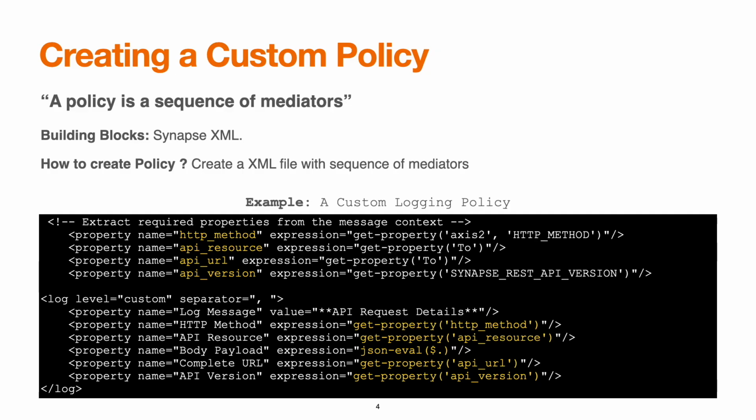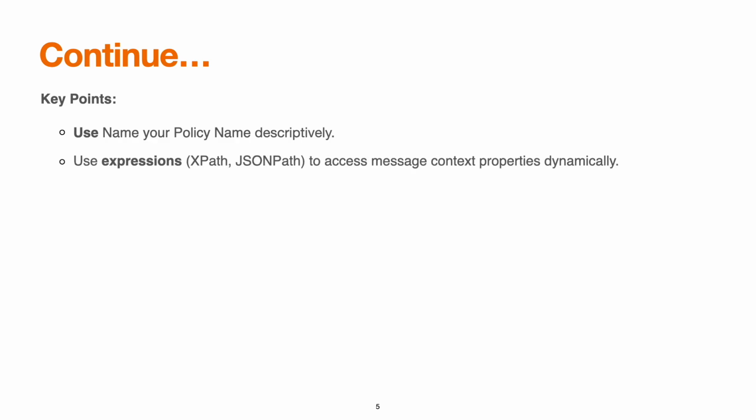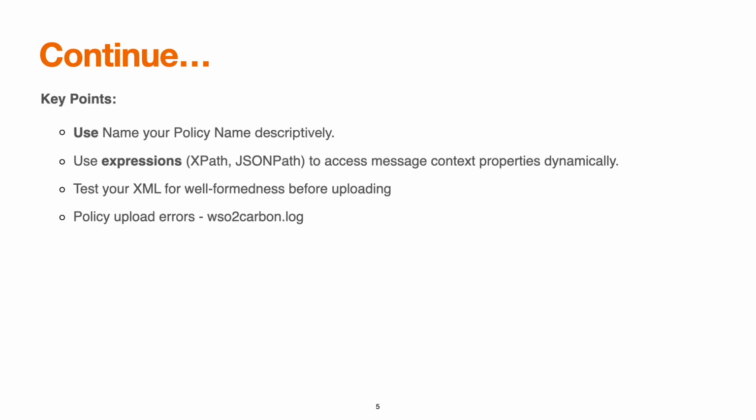Once we create this policy, we can proceed further, but we must ensure some key pointers. Use a descriptive policy name whenever you are uploading the policy. Be clear about the name. You can use expressions like XPath and JSON path to access message context properties dynamically. You must test your XML for well-formedness before uploading, because in case of error, the error can be seen only in the WSO2 Carbon logs. Yes, so that's all about this one.